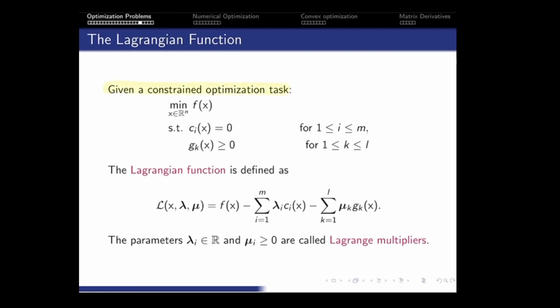Given any constrained optimization task, the Lagrangian function is defined as the function L, which maps from our vector x and two other vectors lambda and mu. It takes the objective function value and subtracts the sum over all weighted constraint functions. The lambda_i's and the mu_k's are the factors for all of these constraints, and they are called Lagrange multipliers. And for the functions which reflect inequality constraints, we have to require that the corresponding Lagrange multiplier is non-negative. Okay, so this is just the definition of a Lagrangian function.